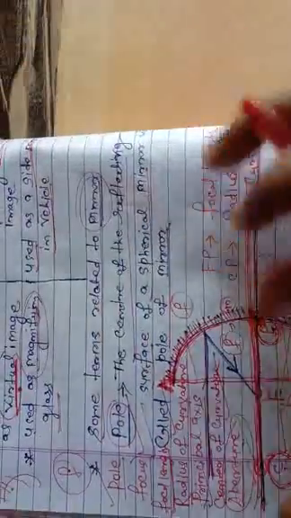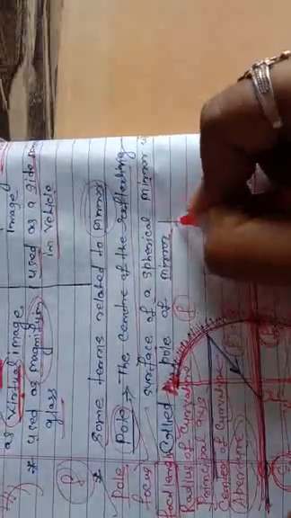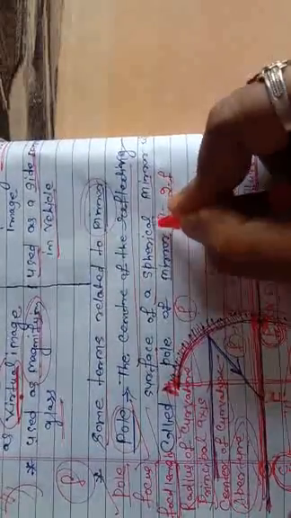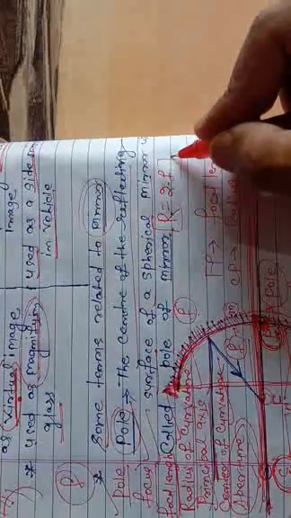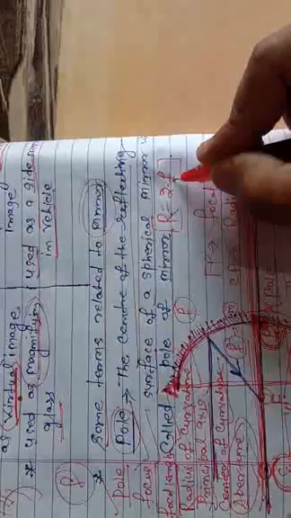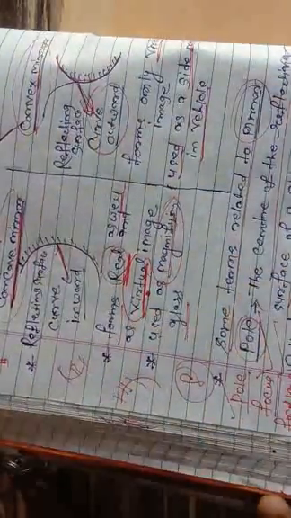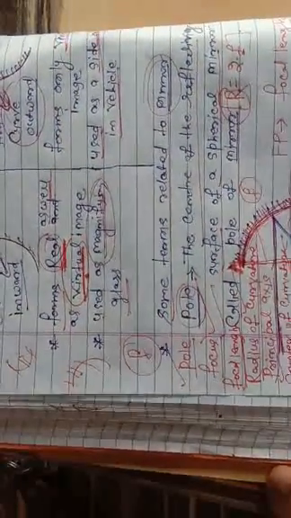One relation between the radius of curvature and the focal length is that the radius of curvature is always twice the focal length. That means if the focal length is 10 centimeter, then the radius of curvature is 20 centimeter. So these are all the terms about the spherical mirror. Just keep them in mind and also note them down in your fair copy.